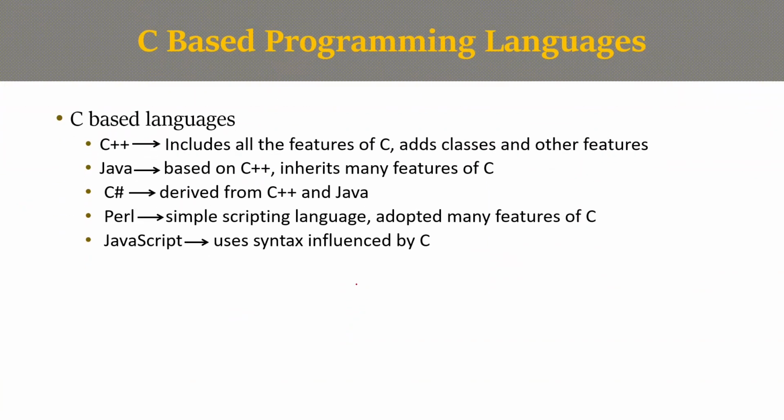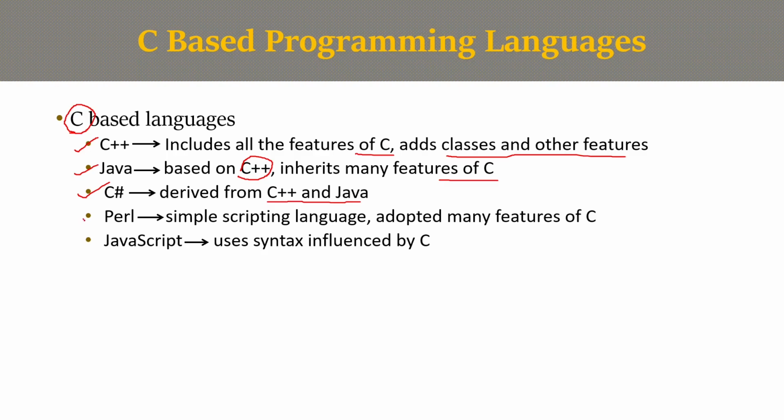There are some programming languages that are based on or influenced by C. The first is C++, which includes all the features of C, classes, and other features. Then we have Java, which is largely based on C++ and inherits many features of C. Then we have C sharp, which is mainly derived from C++ and Java combined.